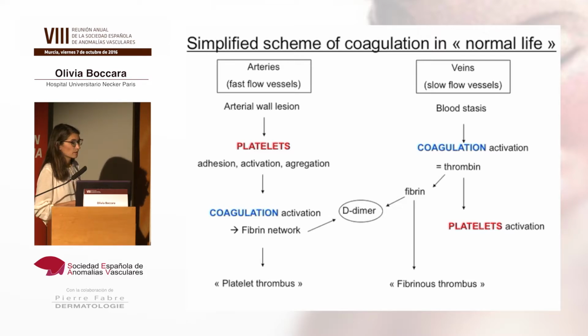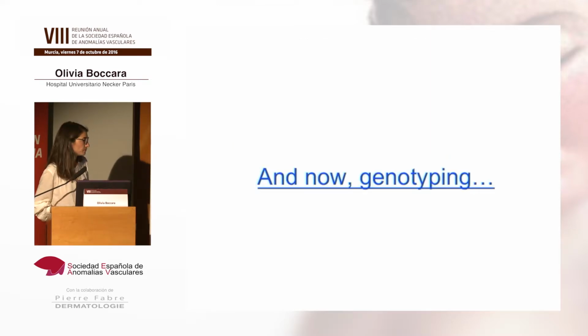While in arteries, even in normal life, such as cardiac events, the first event is a lesion of the arterial wall, which will activate the platelets. Then the first actor in fast flow vessels will be the platelets. The platelets are activated, and then secondly, platelets will activate coagulation factors. And this is very important to understand the differences in those two mechanisms, because the treatment will be different.